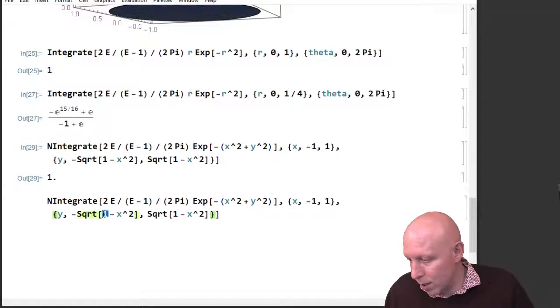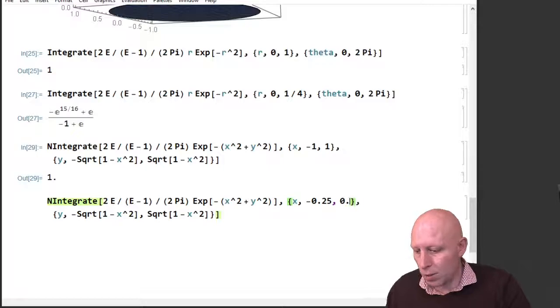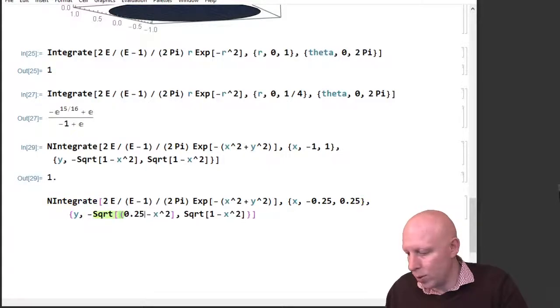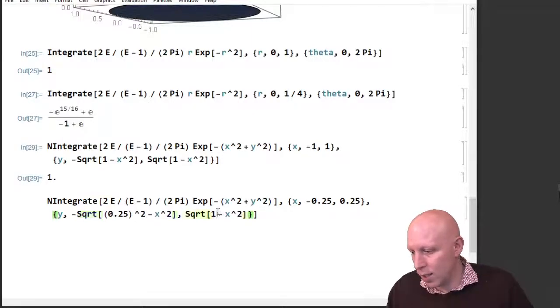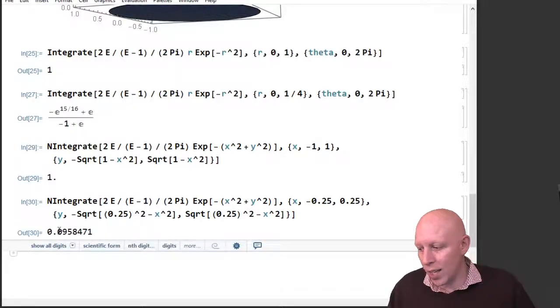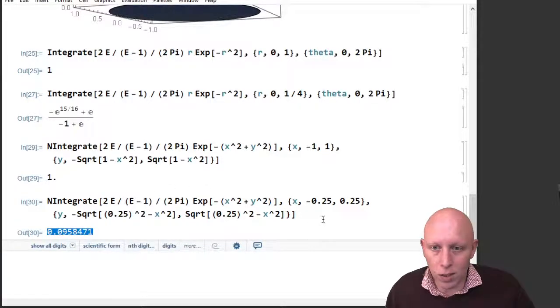And if we instead wanted to integrate from x equals negative 0.25 to positive 0.25, and then y with 0.25 squared, we get that same answer of 9.6%. So you can use Mathematica to solve these integrals as well.